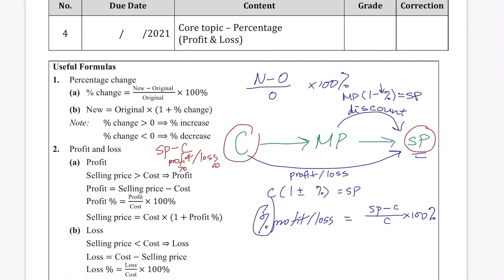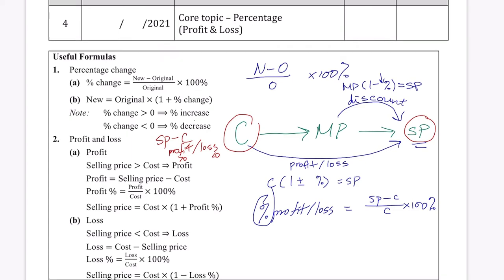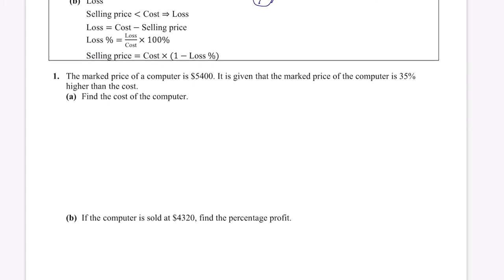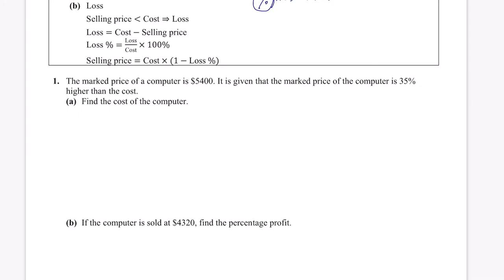Okay, cool. Then let's move to some of the questions and see if you really get it. So first question, it's telling you that there's a market price of this thing, and the market price is 35% higher than the cost.